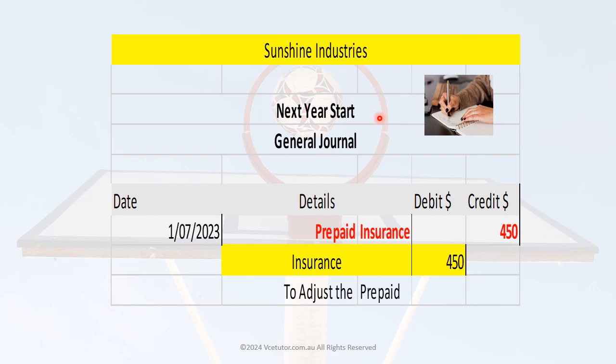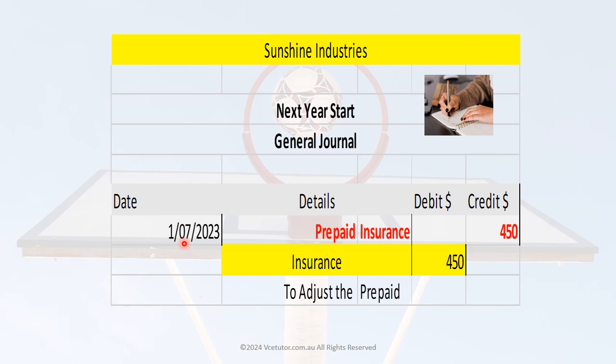The last impact is in Sunshine Industries, what happens in the next following year, in the subsequent period as of 1/7/2023 in the General Journal. The insurance that was prepaid, which existed as an account balance, will be closed. Insurance will become an expense, 450 debit. This is to adjust the prepaid. In the following year, we are going to use up the insurance.